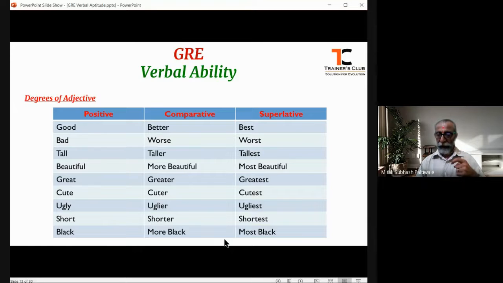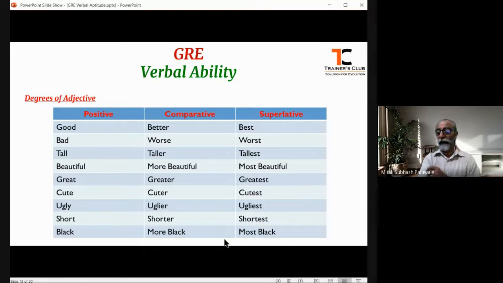The opposite word of beautiful or cute is ugly, uglier, ugliest. The opposite word for tall is short, shorter, shortest. When it comes to colors, it is not black, blacker, or blackest. It is again black, more black, and most black.